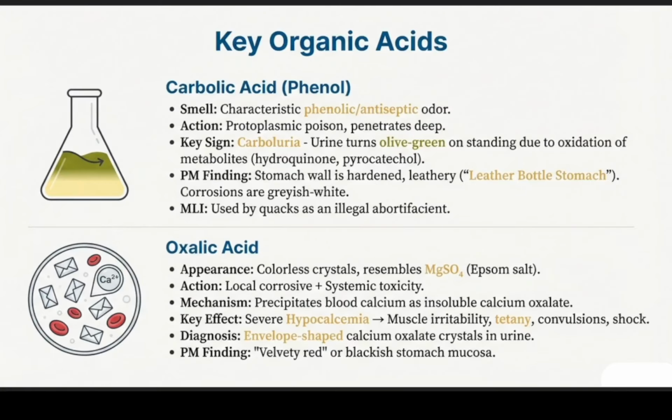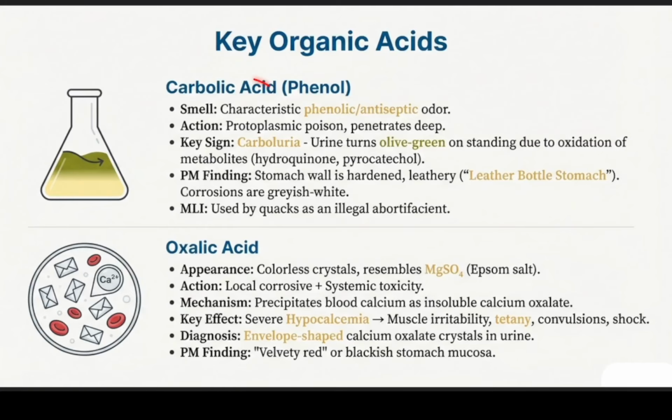Now why does it turn olive green? That is because of the oxidation of the metabolites, like hydroquinone, pyrocatechol and all that. Now what are you going to get in a post-mortem finding if there is carbolic acid poisoning? Remember, the stomach wall is going to be hardened and leathery. So we call it leather bottle stomach. Very much important, leather bottle stomach. And the corrosions are grayish white. One more thing is that carbolic acid can be used as an illegal abortifacient by quacks.